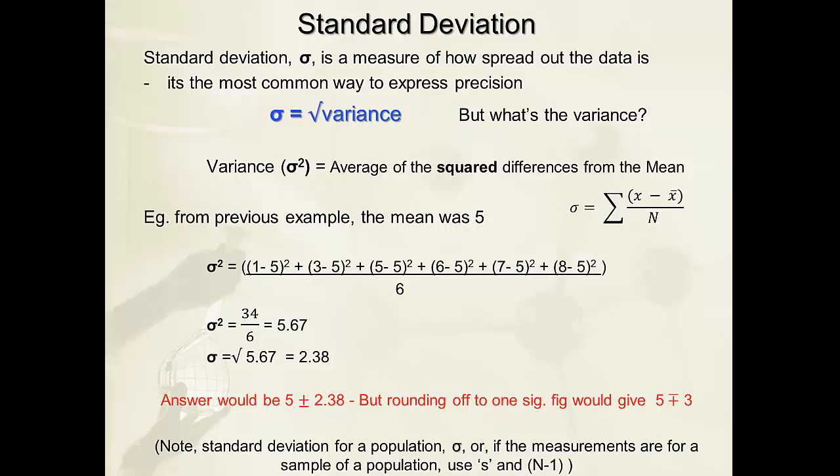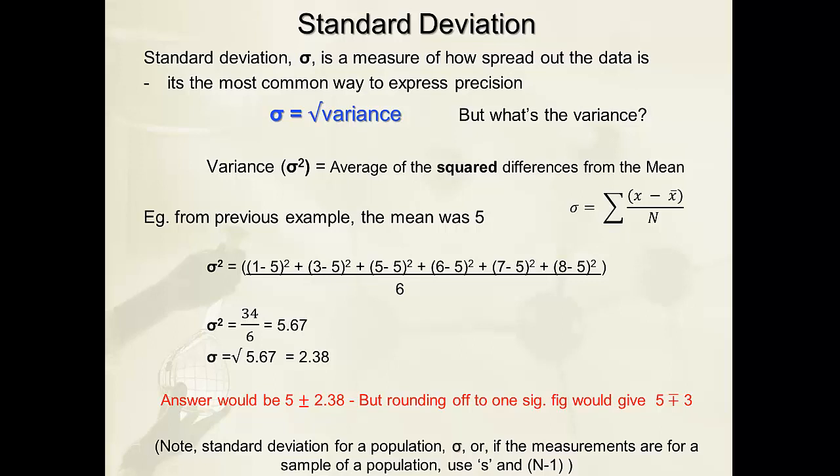This isn't the standard deviation, this is the variance. Now, because standard deviation is the square root of variance, let's go ahead and take our square root of variance. So our variance is 5.67, let's take the square root, and we get 2.38. So the answer would be 5 plus or minus 2.38. This is how we express our precision, or our error, if you like.